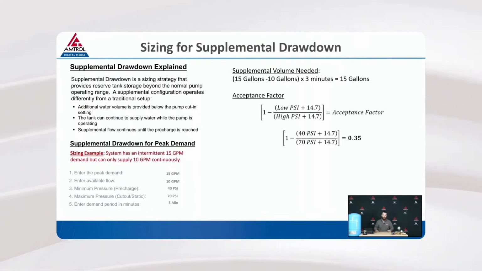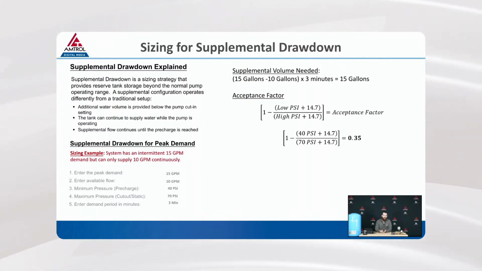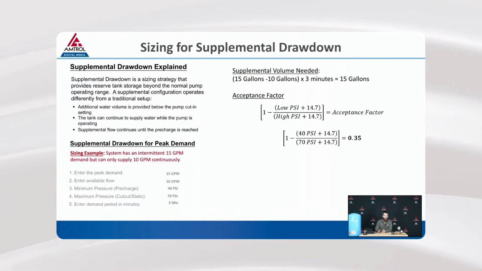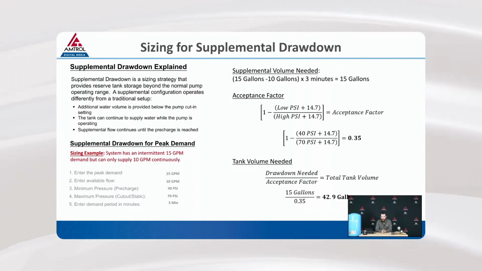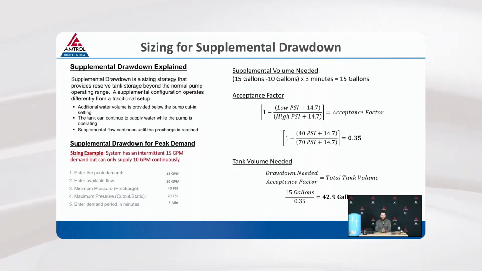And why is that 70 and 40 PSI important? Like I hinted at earlier, that's going to give us our acceptance factor. So the acceptance factor between 70 and 40 PSI, or 40 and 70, depending on which way you're looking at it, is 0.35, so 35%. So we know basically here, okay, so if I need 15 gallons and only 35% of any pressure vessel is going to be utilized at that pressure range, now I kind of have something to work with. So our last formula we have there is our drawdown needed divided by the acceptance factor is going to give us our total tank volume.